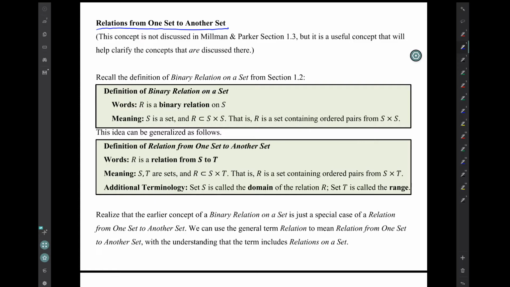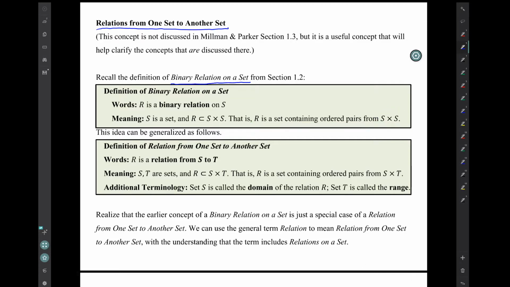So, to start with, recall the definition of binary relation on a set from section 1.2. To say that R is a binary relation on a set S means simply that R is a subset of the Cartesian product, S cross S. That is, R is a set containing ordered pairs from this set.